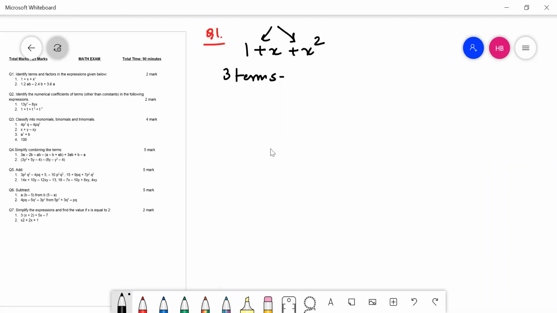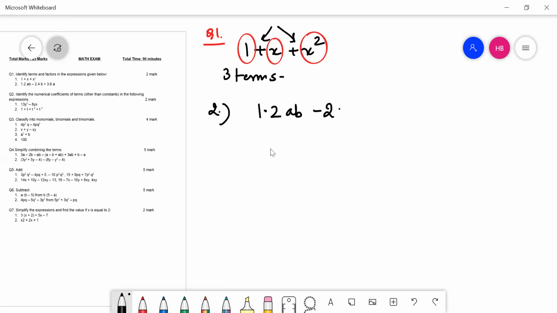So how many things are getting separated? This is one, this is two, this is three. So that's why there are three terms in this algebraic expression. And when we talk about what are the factors of this algebraic expression, we will come to that in the second part of it. So second question, let's take this second question.